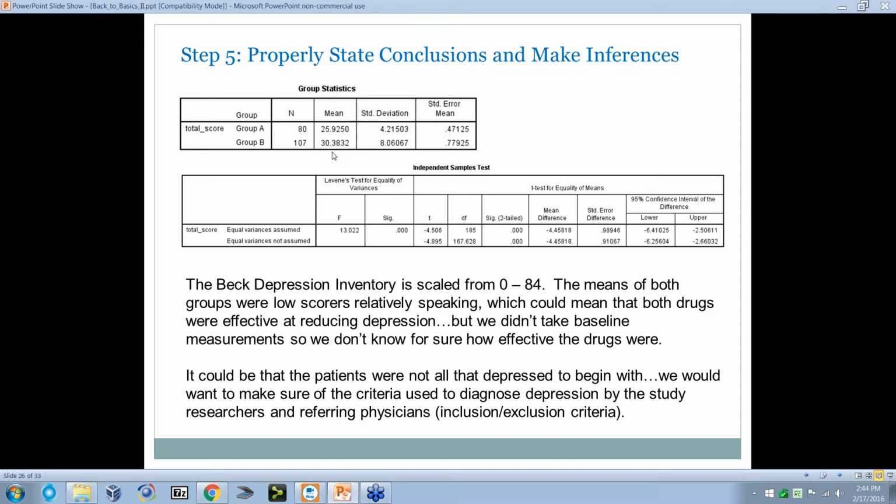We didn't take baselines, so we don't know how they started out. If we had some very depressed people and had taken the baseline scores and compared, we'd say, wow, both of those drugs worked well. They both reduced depression, maybe one more than the other. But we don't know because we didn't take the baseline. It could also be that the patients weren't all that depressed to begin with. Even though they were referred for depression, we might want to go back and ask the doctors in the hospital who referred them, what criteria did you use to refer them?